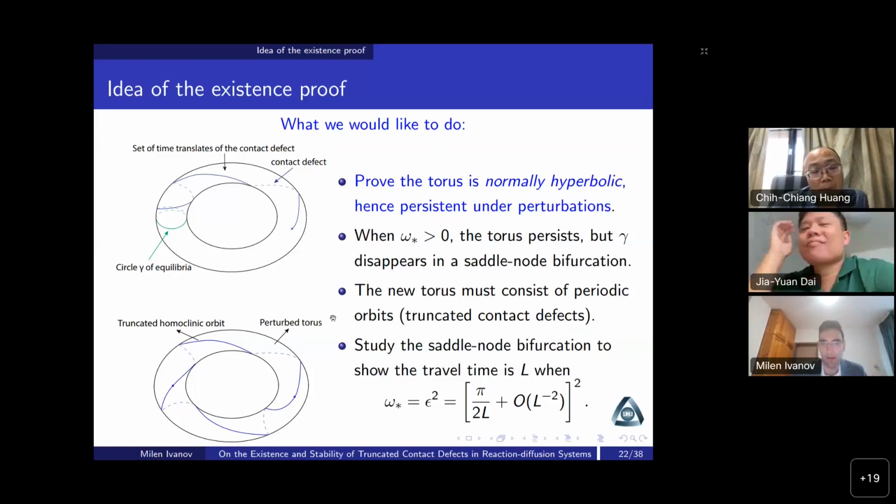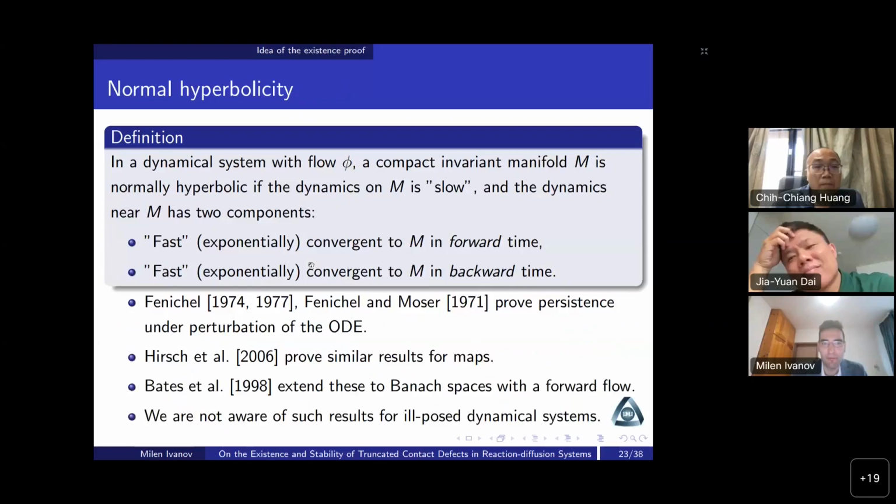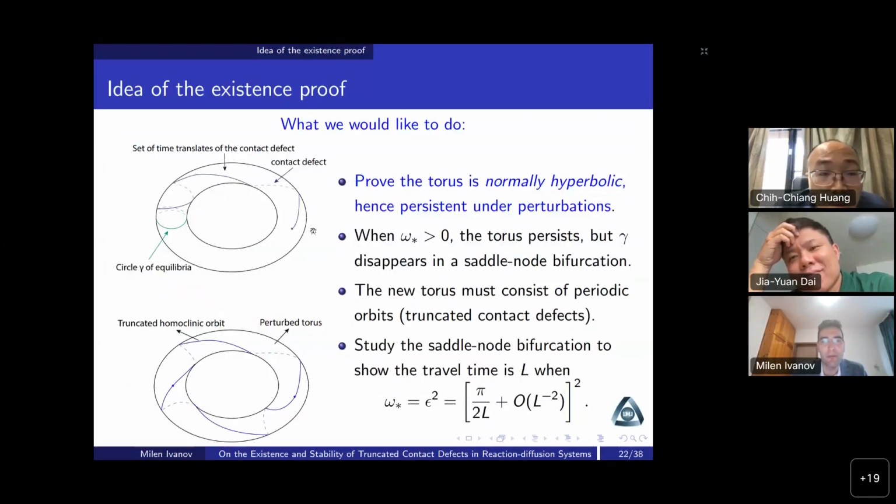So that's what I would like to happen. However, I have a problem. The problem is that there are no results on normal hyperbolicity for such systems. If this was a finite dimensional system, right, this is what I do in my PhD dissertation. There we have normal hyperbolicity, and then we're in good shape.